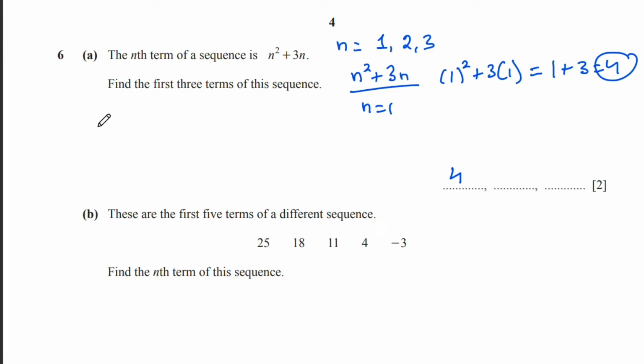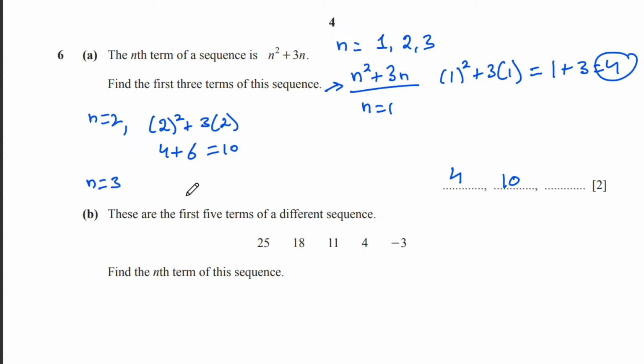Now for the second term, substituting n equals to 2 in n square plus 3n. So this will be 2 square plus 3 into 2. So that will be 4 plus 6, which is 10.